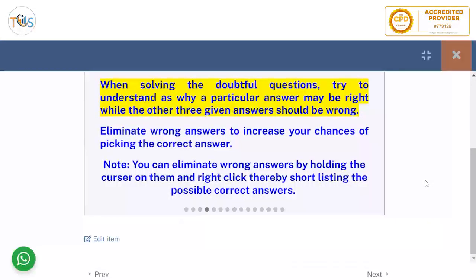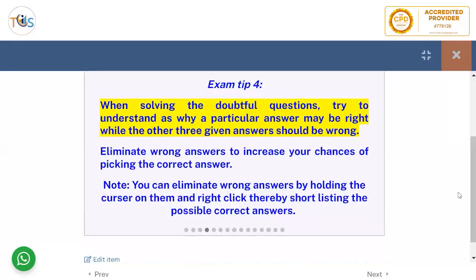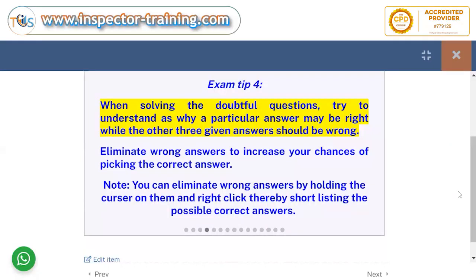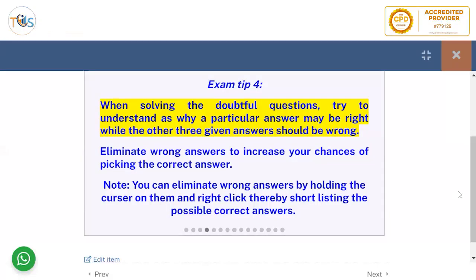When solving a doubtful question, try to understand why a particular answer may be right while the other 3 given answers could be wrong. Eliminate wrong answers to increase your chances of picking the correct answer.